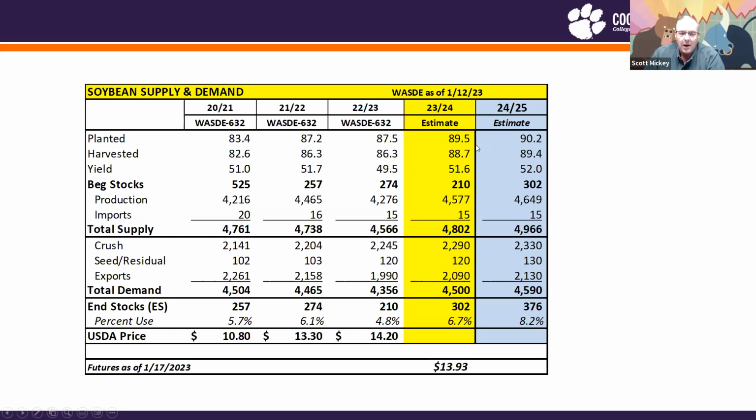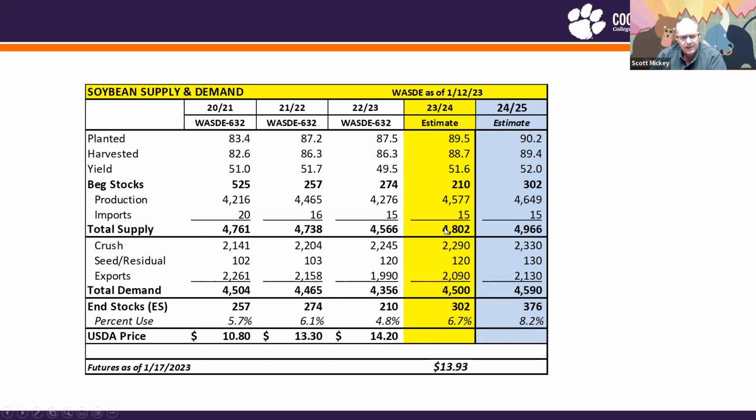I think soybean acres will also be up in 2023, about 2 million acres. Trend line yields would be roughly 2 bushels an acre higher than last year's yield. Production will be the highest we've seen the last 3 years, and our supply would be the highest we've seen in the last 3 years also. The crush, which is basically crushing the soybean to make oil and meal, is slightly higher. The seed use is about the same. Exports are up slightly from 2022.